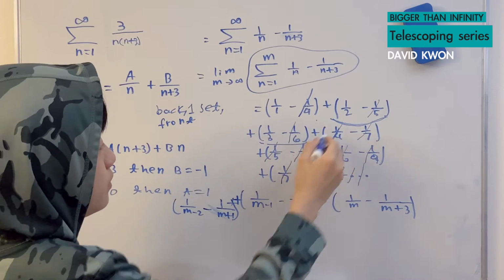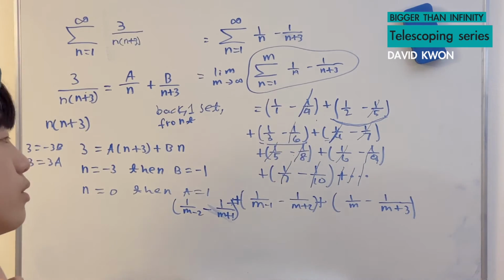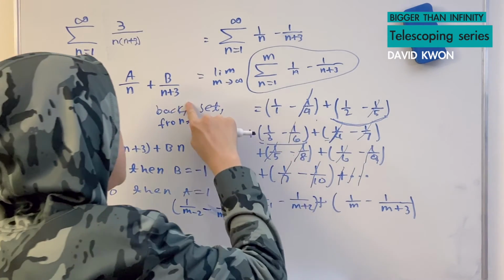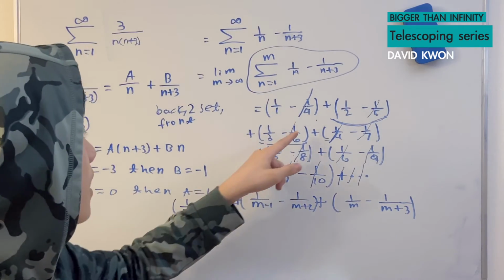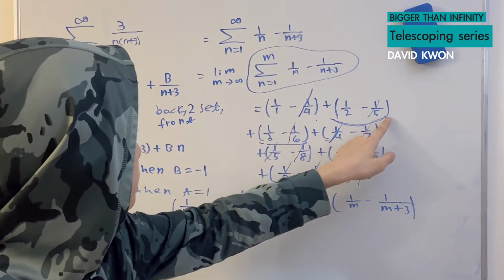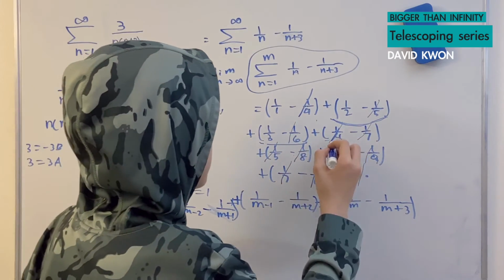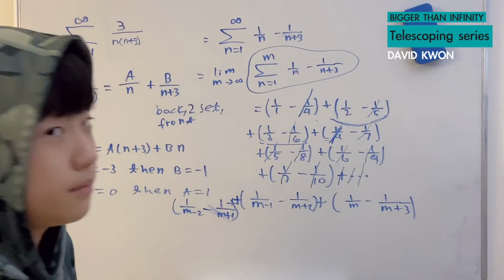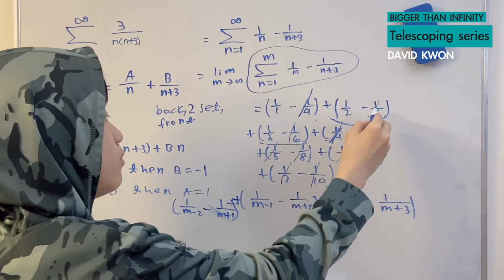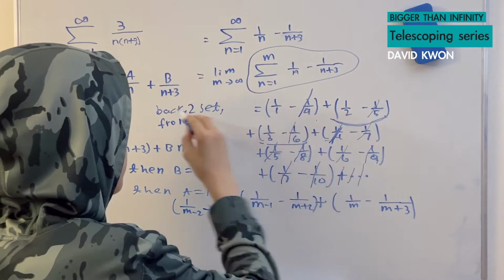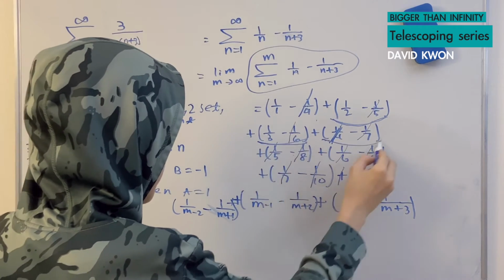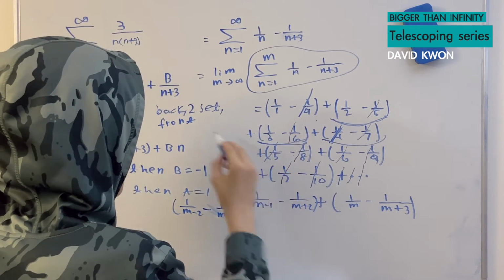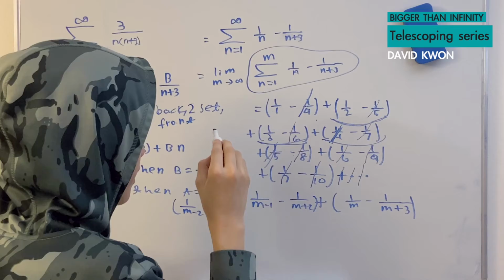Wait, no, I made a mistake. It is actually skipping two sets, my bad. It is skipping two sets. So the back number skips those sets and cancels off by the front number. And then I can do the same thing with negative 1 over 5, which is the back. Skip one set, two sets, and then our next set's front number cancels off 1 over 5.